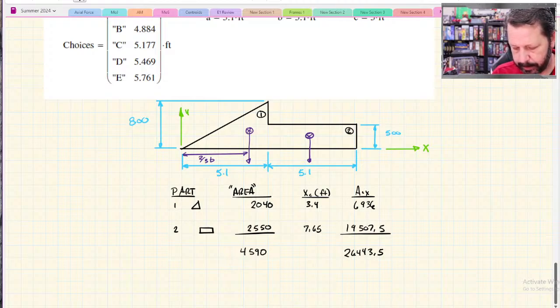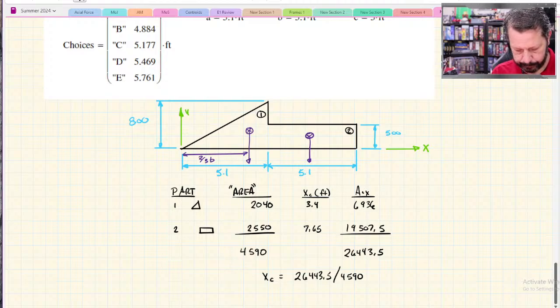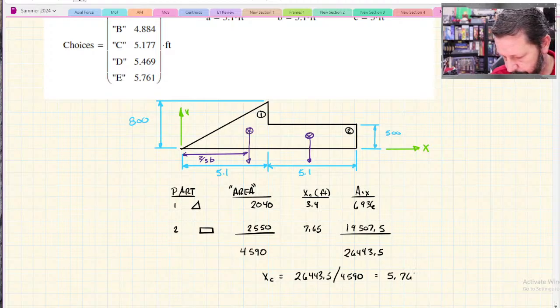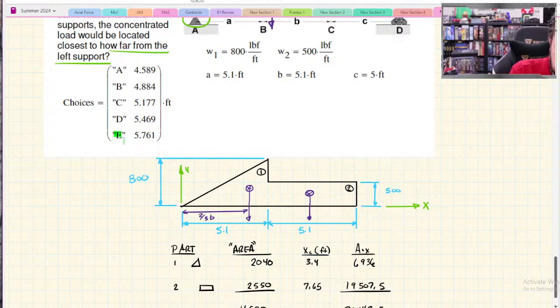26443.5, and X sub C, or the location of the distributed load, is 26443.5 divided by 4590, which is 5.761 repeating. And those are feet. So it looks like this is another one where E is the actual answer.